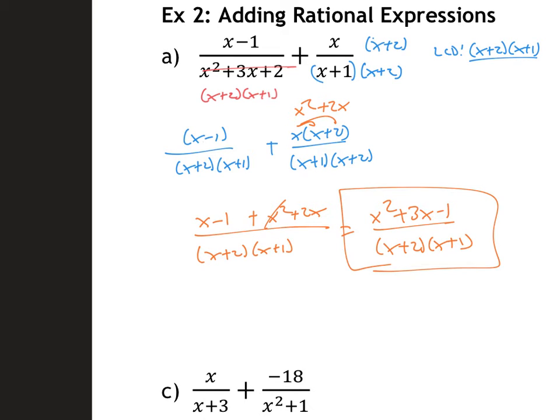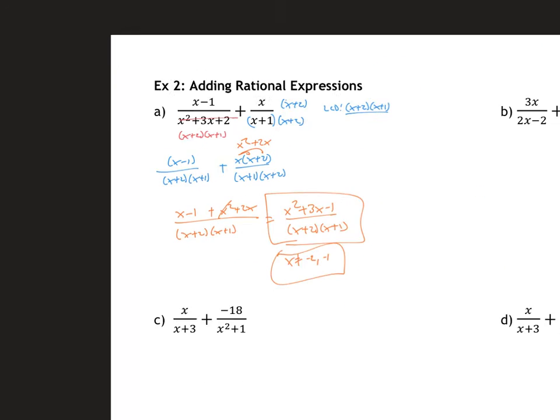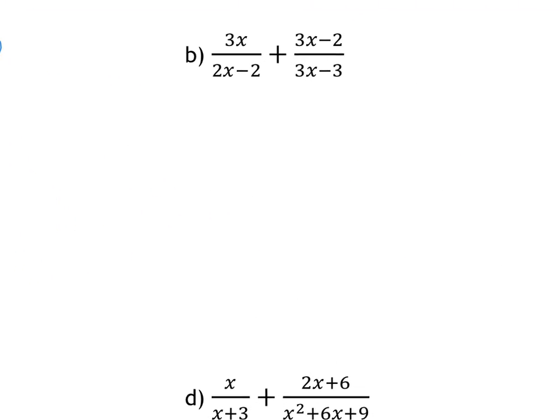What factors of 1 subtract to give you 3? Nothing, so I am done there. So you always want to try to factor it at the end after you combine like terms. If you can't factor it, you leave it, and you are done. Then all you have to do to finish is write your excluded values. So remember, x cannot equal -2 or -1. Don't forget about those.